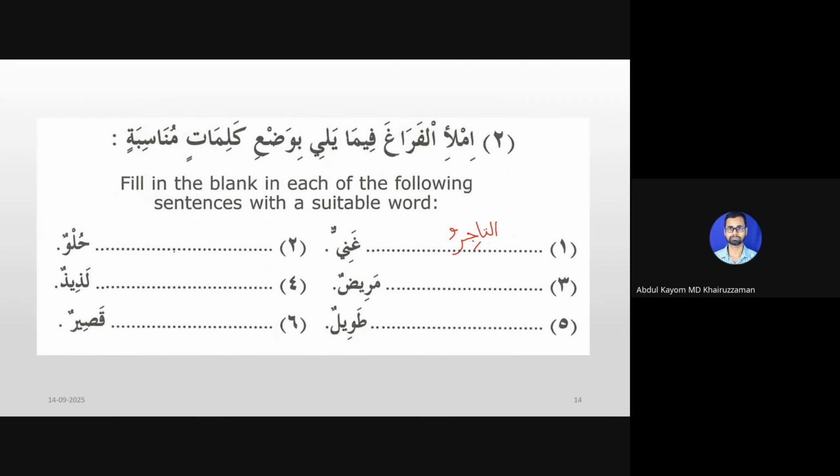Here, what should I put here? As-sukkaru hulwun. Sukkar means sugar. As-sukkaru hulwun. Hulwun means sweet. Then maridun is given. What can I put here? At-talibu maridun. Al-waladu maridun. Ar-rajulu maridun.